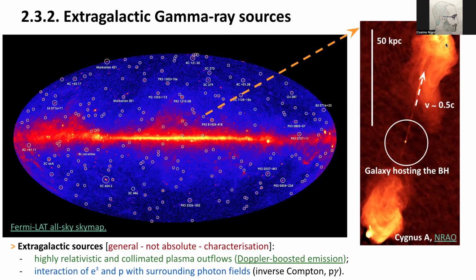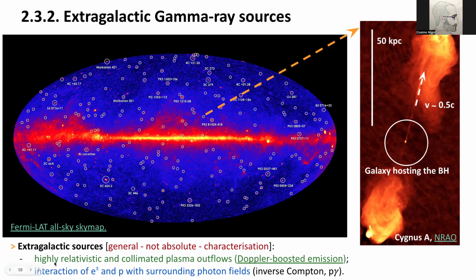You can see here basically that the jets of Cygnus A are much bigger than the galaxy hosting the black hole that is launching them. And these are very fast. Even though this is an immense amount of material, this plasma is traveling at velocities that are a significant fraction of the speed of light.